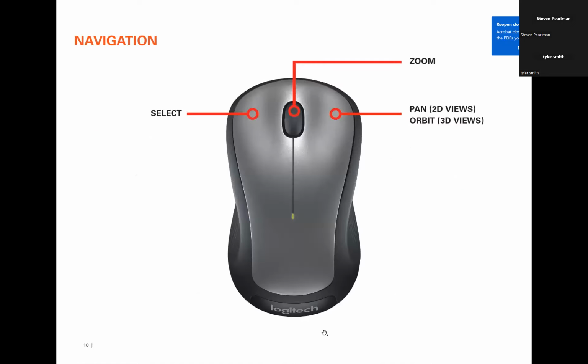So navigation, when I started college and started using Rhino, I always remembered people trying to model with their trackpads on their laptops. Do not do that. It is impossible. It will take so much longer. You're going to need a mouse when you're utilizing Rhinoceros 3D. So as you can see, the left mouse button selects, the center scroll wheel zooms in and out, and the right mouse button pans in 2D views and orbits in 3D views.